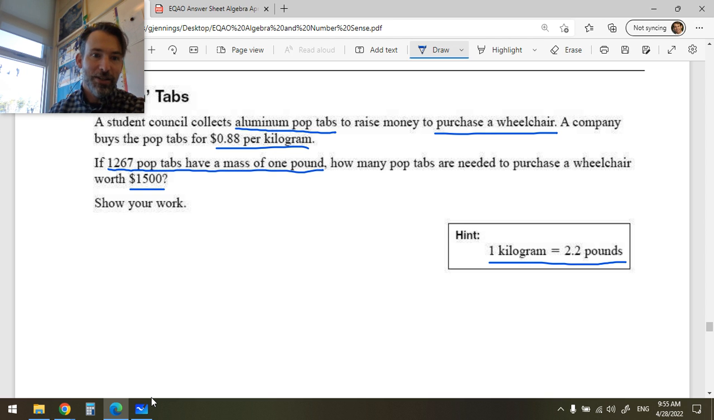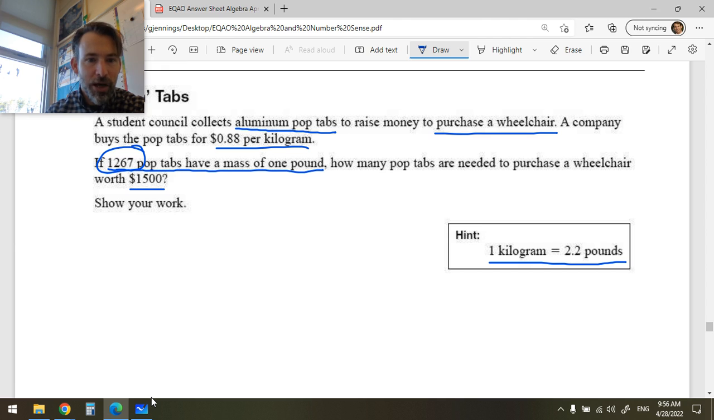Few different ways to do this. First way, probably the way I would not do it, but it's a nice way, is to find out how much money they raise with one pop tab, and then just divide 1,500 by that number to find the number of pop tabs. Be a really elegant way to find a solution, so I'll leave that one with you. What I'm going to do is just mash the numbers together and make sure I mash them together in the correct way.